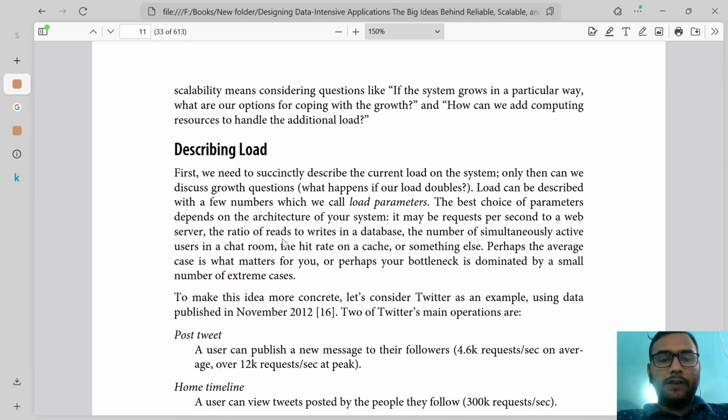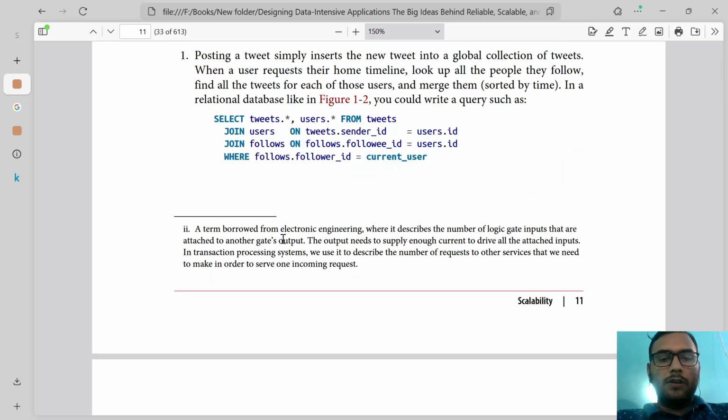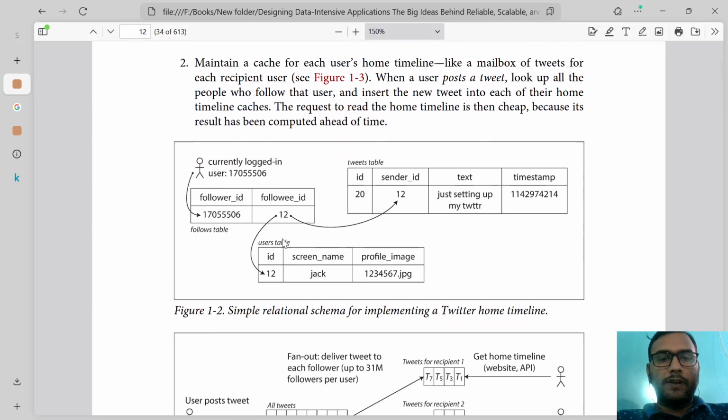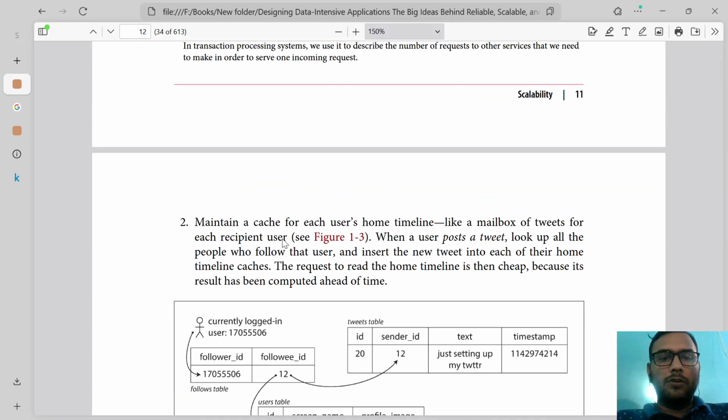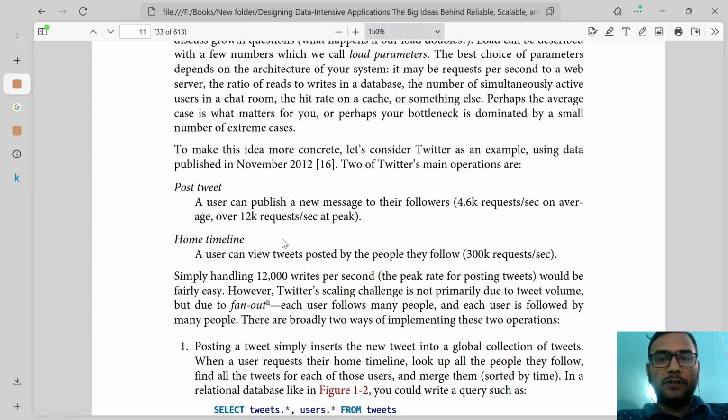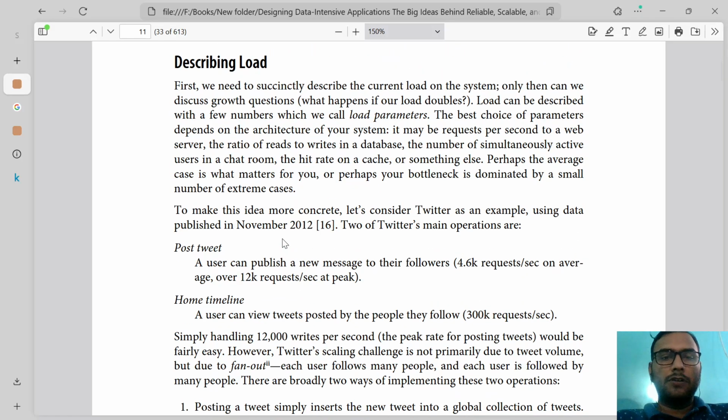So in the section describing load, they have provided an example of Twitter. So how Twitter maintains the home timeline. So we will go through what the example is and what the explanation is. So first, how they have described load.